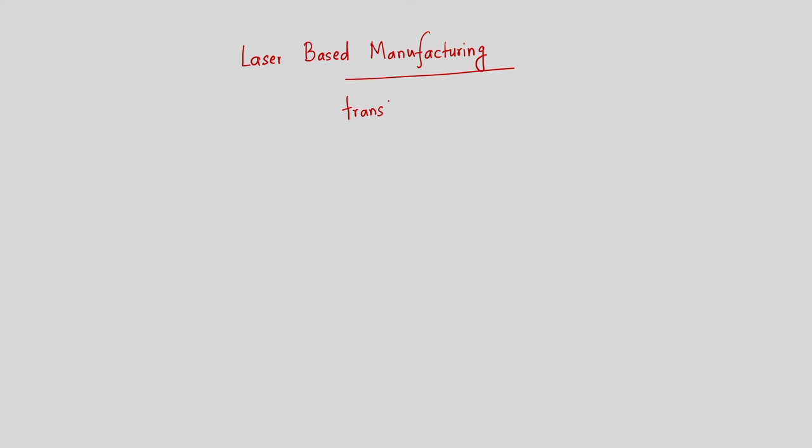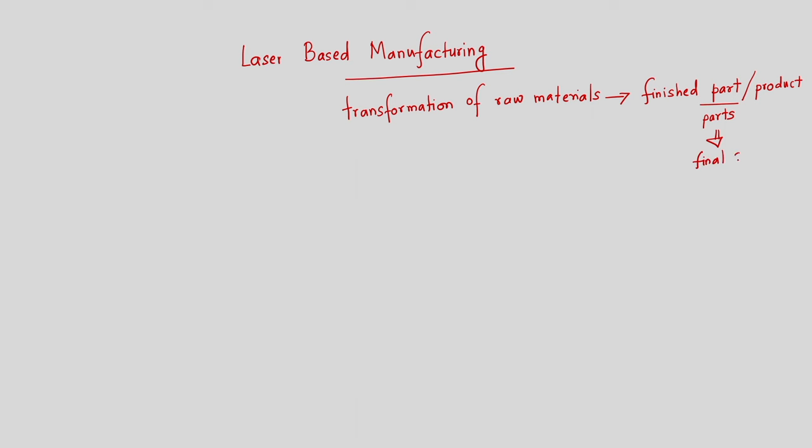a transformation process. Transformation of raw materials into finished parts, or it can be directly the product itself. If we are manufacturing parts, we have to assemble them. These parts have to be assembled, and then we get the final product or system.